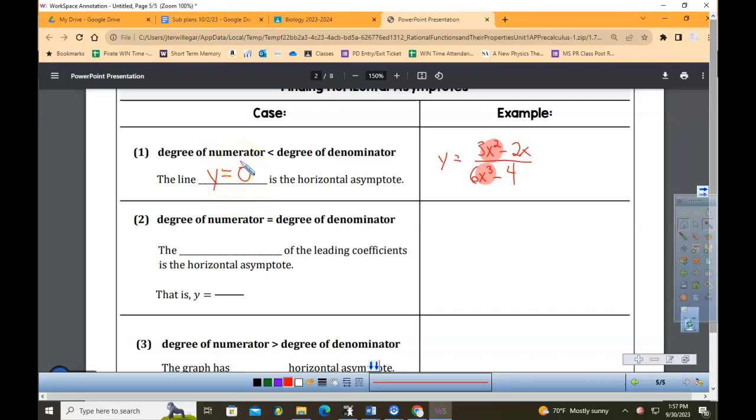The reason that is, as we plug in bigger and bigger numbers, the bottom gets bigger faster. So this is going to become a really, really small fraction the bigger the number we plug into it.